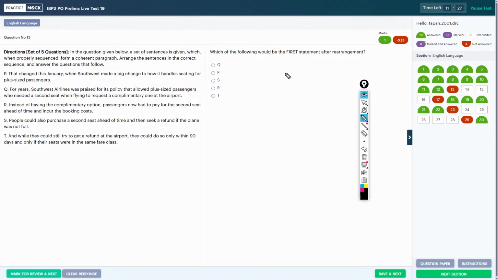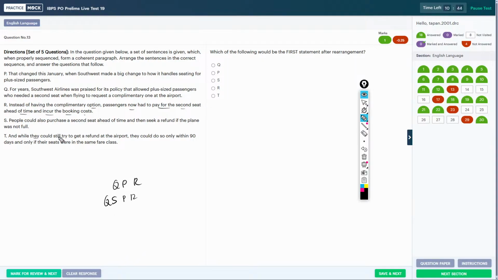What changed? I don't know. For years, Southwest Airlines was praised for its policy that allowed plus-sized passengers who needed a second seat when flying to request a complimentary one at the airport. This changed in January when Southwest made a big change in how it handles seating for plus-size passengers. Instead of a complimentary option, passengers now had to pay for the second seat ahead of time and incur booking cost. People could also purchase a second seat ahead of time and then seek a refund if the plane was not full.